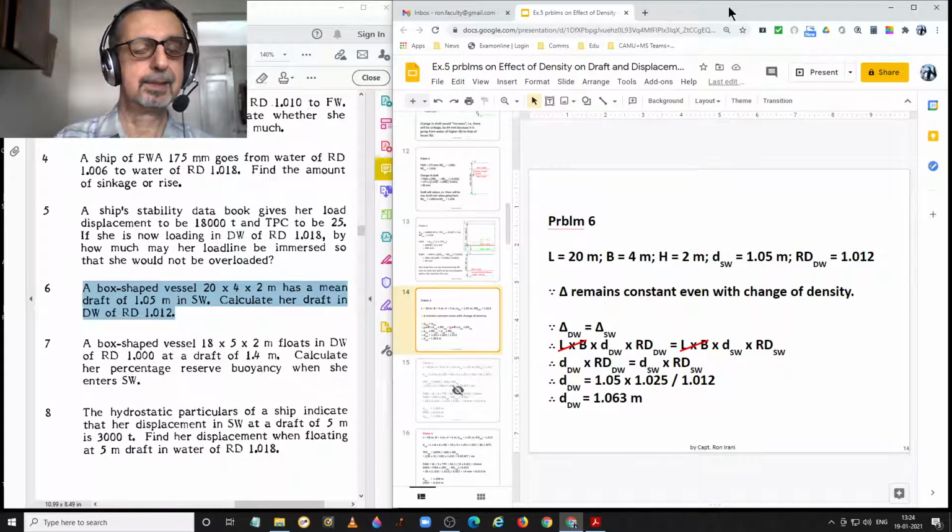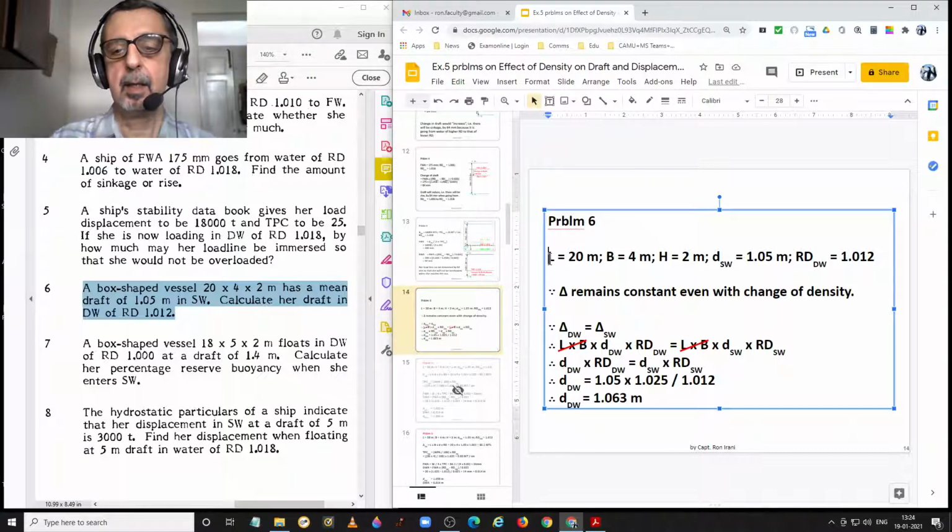Problem number 6. A box ship vessel 20 by 4 by 2 meters has a mean draft of 1.05 meters in salt water. Calculate her draft in dock water of RD 1.012. This is the data given to us in the problem, and we know that displacement remains constant even with the change of density. Therefore, displacement in dock water will be equal to displacement in salt water.